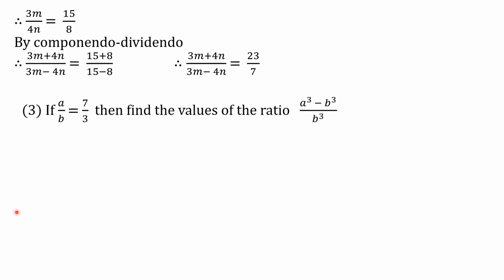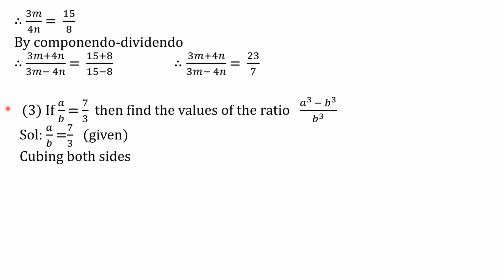Now moving to the next question. What is given in question number 3? If a upon b equal to 7 upon 3, then find the value of the ratio a cube minus b cube upon b cube. So here we'll use a upon b equal to 7 upon 3, which is given, and find out the value for the ratio a cube minus b cube upon b cube. So in solution, a upon b is equal to 7 upon 3, which is given. Now students, I need a cube and b cube also. So first we'll do cubing on both sides.